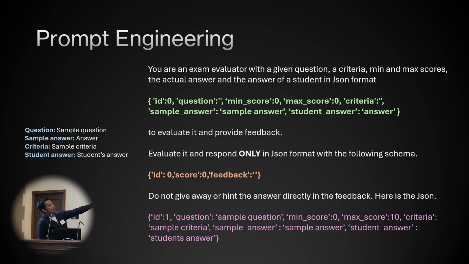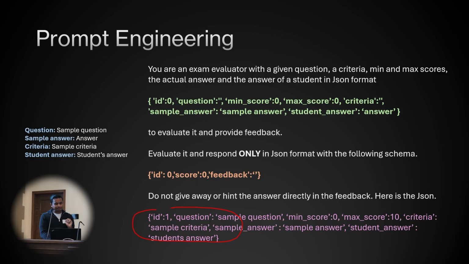And then what you see here, in pink, is going to be the dynamic input. You can see that it has the ID of the question, the sample question, the question itself, minimum and maximum scores, the criteria, sample answer, and at the end, the student's answer, right? So it's a huge chunk of text that goes into ChatGPT. We can even copy and paste this in ChatGPT and ChatGPT would very nicely respond to you with a JSON that looks exactly like this, right?